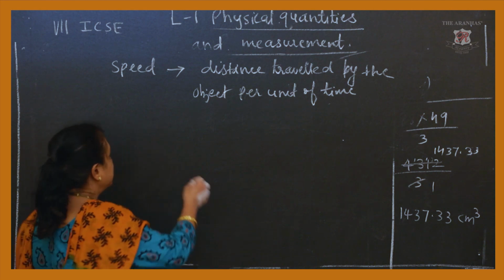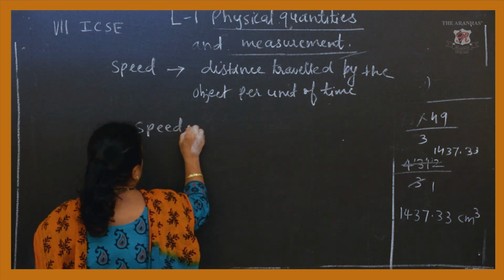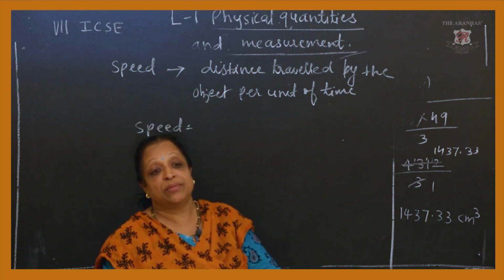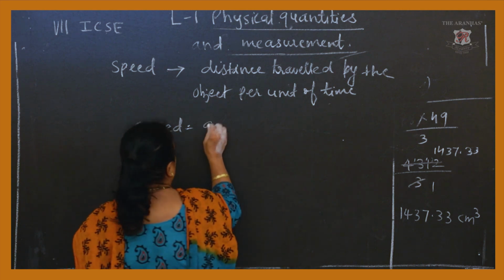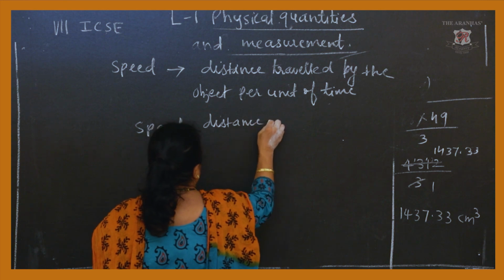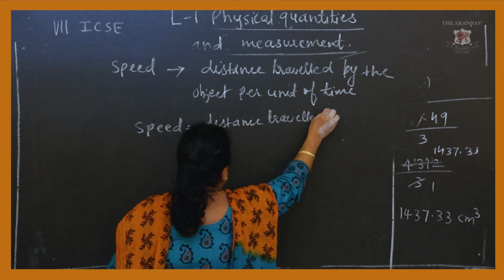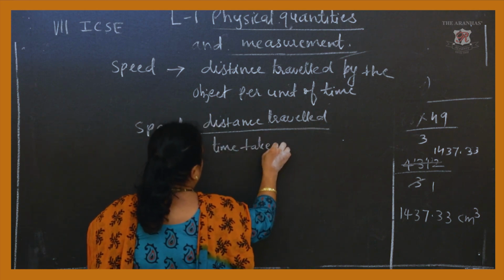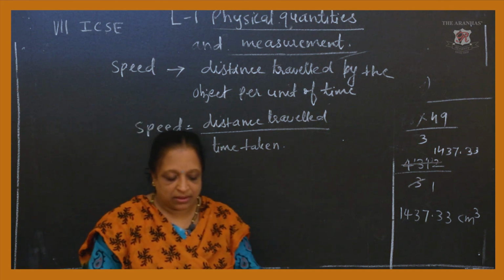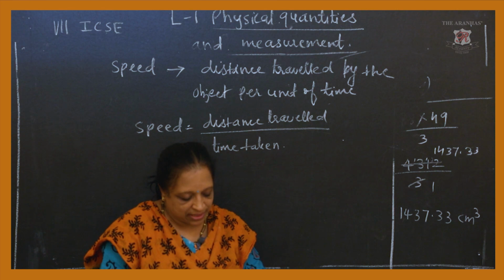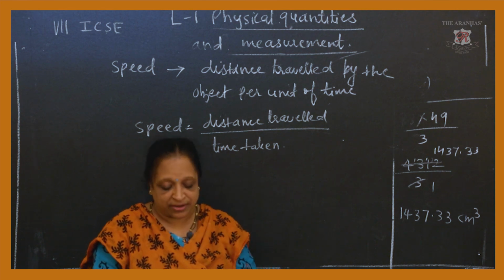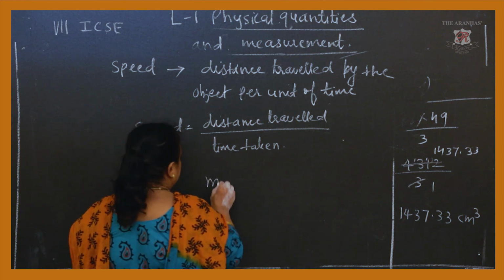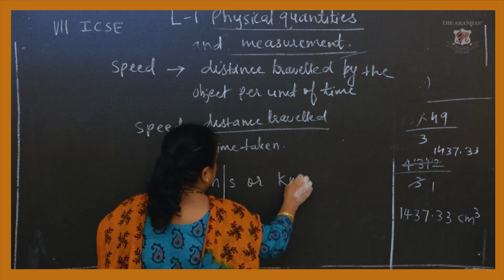Now like density, speed too has a formula, and speed is equal to distance traveled upon time taken. Distance traveled upon time taken. And whenever the speed is being calculated, as we say in SI unit, System of International, we are going to calculate in meters per second, or if it is in hours, kilometers per hour.